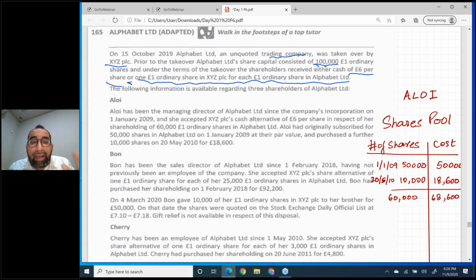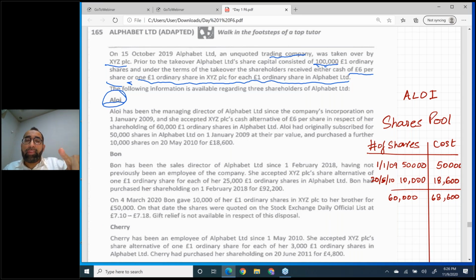Now let's read the discussion about the shareholders. Let us say there are three shareholders of the original Alphabetic Limited. The first guy is Alloy. One more thing, don't forget. Please be alert.